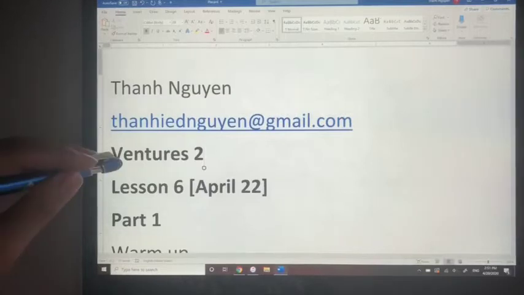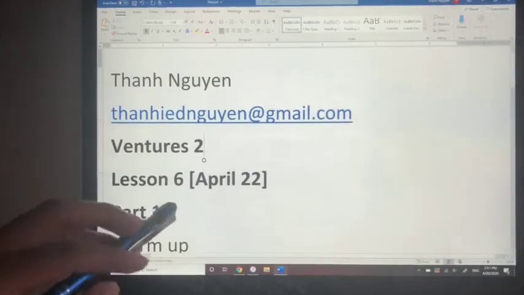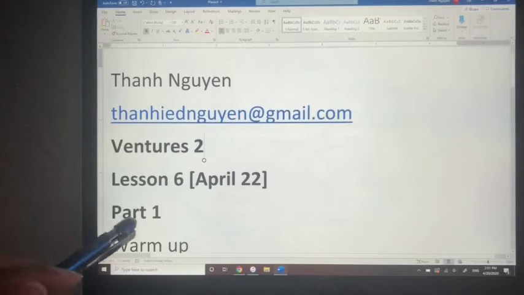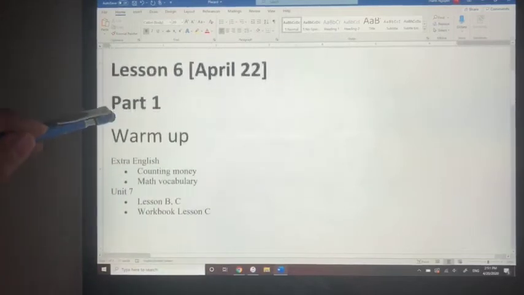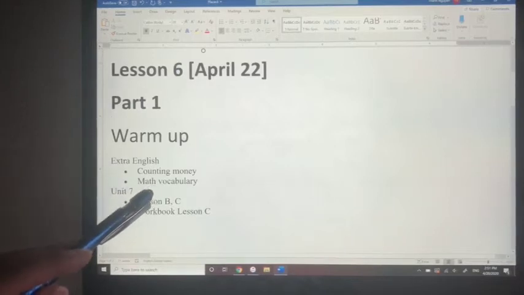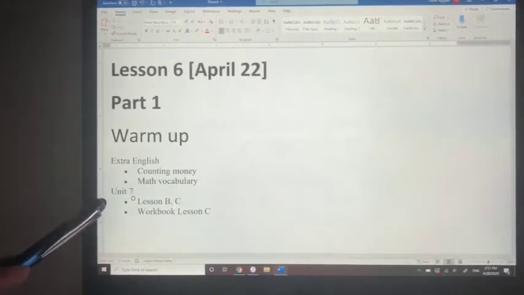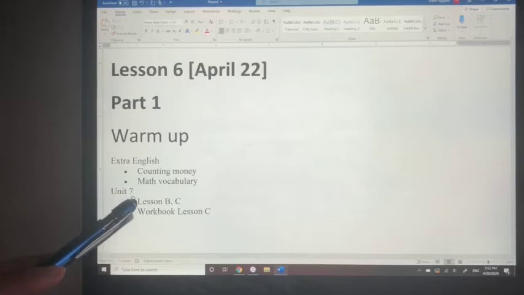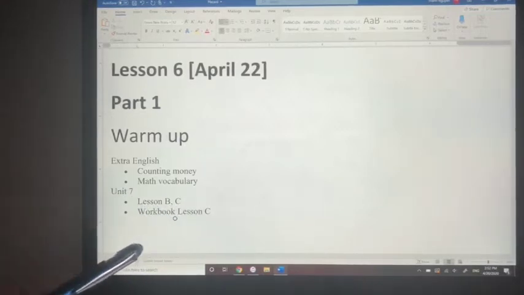This is level 2, lesson number 6 for April 22nd, part 1. Today, we're going to do the warm-up. We're going to learn how to count money and some basic math vocabulary. Then we're going to review Unit 7, Lesson B and C, and we're going to work in the workbook for Lesson C.